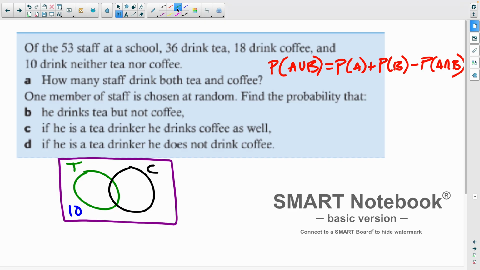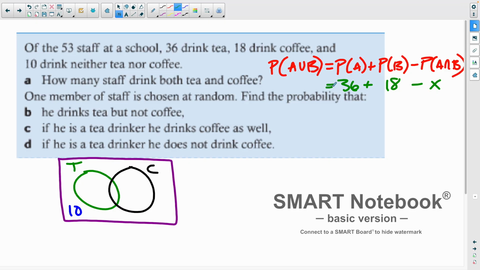What can we say probability A is? 36 that they're a tea drinker. So we'll say A is a tea drinker in this case. So 36 plus the probability that I drink coffee, 18. All right. Do we know how many of them drink both? No, but that's actually what it's asking, correct? So that's really my variable. All right. So minus X equals, this would be how many of them drink coffee or tea or both.